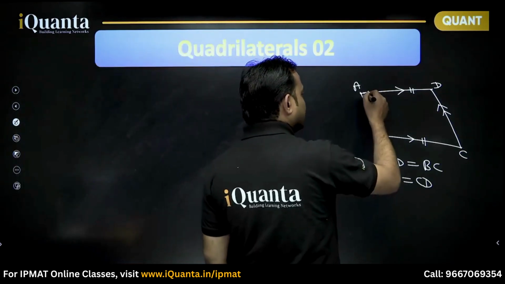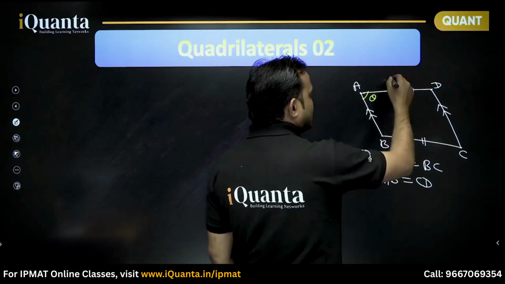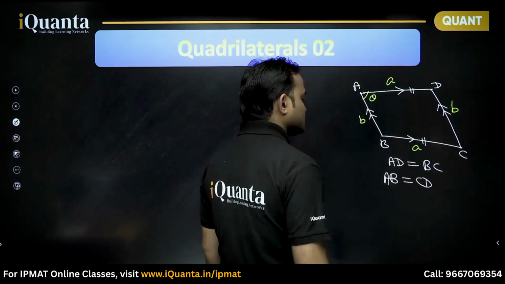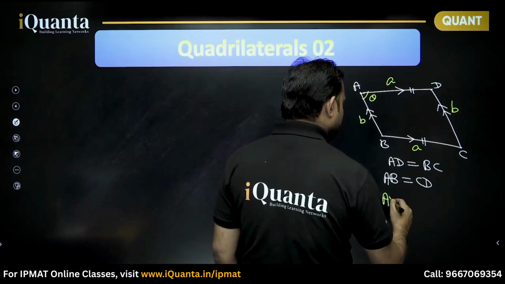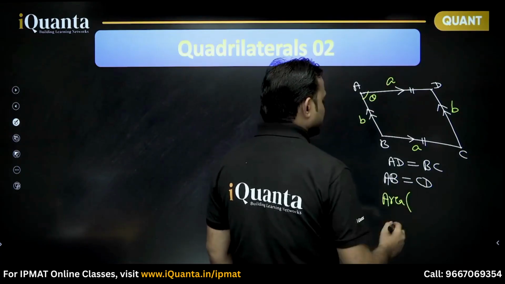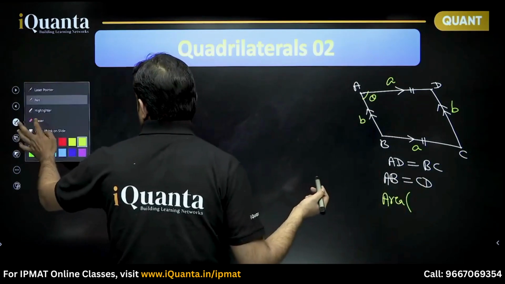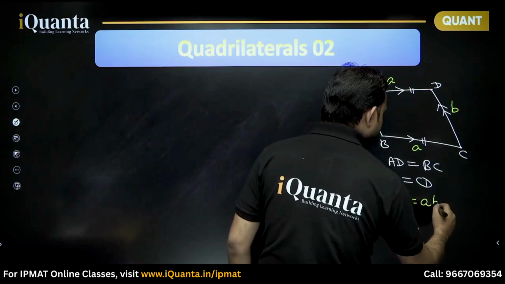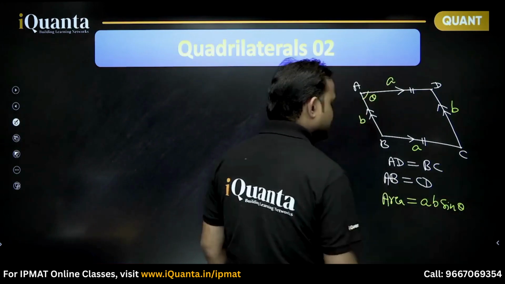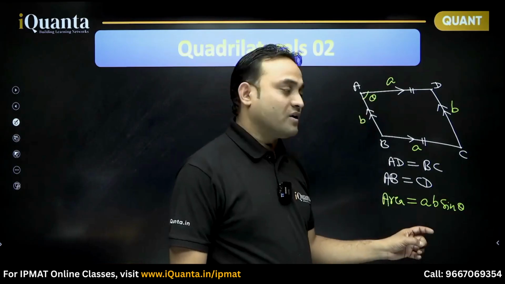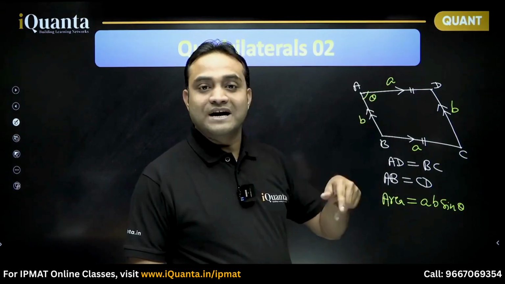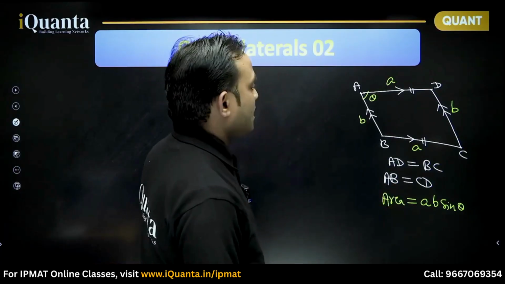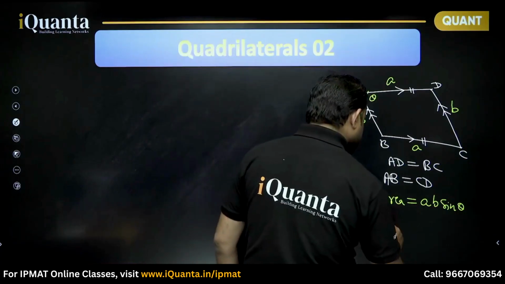area, let's say the angle between two sides is theta. If this side length is A, this will be B. If this is A, this will also be B. So the area of this parallelogram will be equal to A into B sine theta, which is AB sine theta. Okay, very similar to the area we found for a triangle when two sides and the angle between them are given, half AB sine theta. This is the same thing.